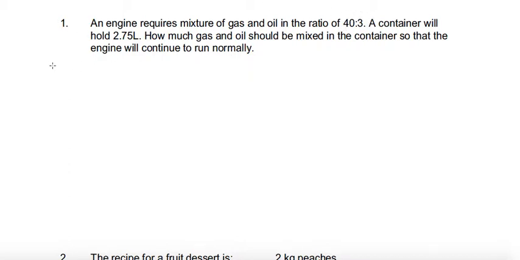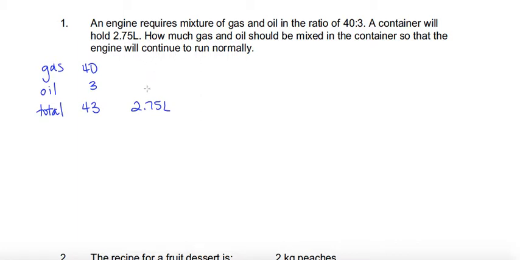So we can sort of create a makeshift chart. So gas, oil, and total. So we have 40:3 and then a total of 43 parts. We have a container that will hold 2.75 liters. So we want to know how much gas and how much oil should be mixed into this container.